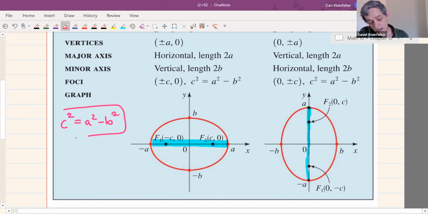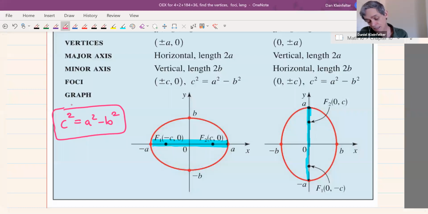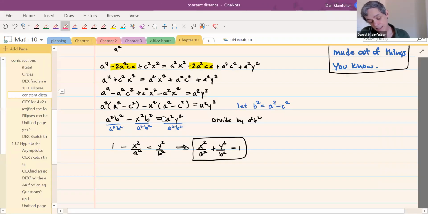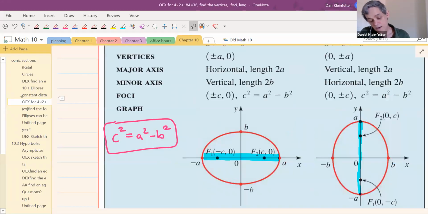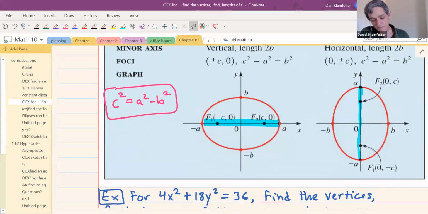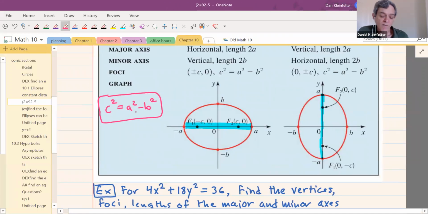And where that comes from is in this big long derivation that we more or less skipped over. It's in there if you want to go read about it. But basically, the c is where the foci are, okay? The foci are at plus and minus c, 0. And so you can find out where the foci are going to be given a and b. All right, so that's pretty neat.